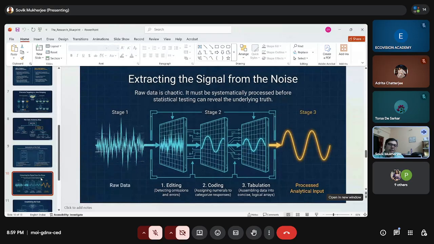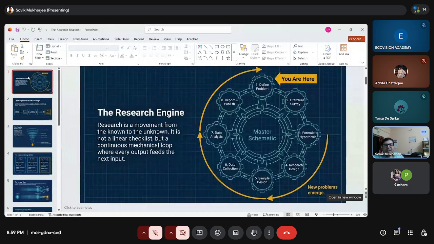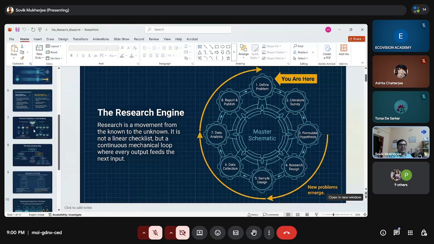Now, when we are talking about data collection, once you have the data, you need to clean it, then apply your codes, and then go into the final stage of analyzing. If I take you back to your first stage, the literature survey, you formulated your objective, that is basically your hypothesis that you are going to test. You have to have a research design. What sampling method are you going to use, whether probabilistic or non-probabilistic? You collect the data, you have to analyze the data.